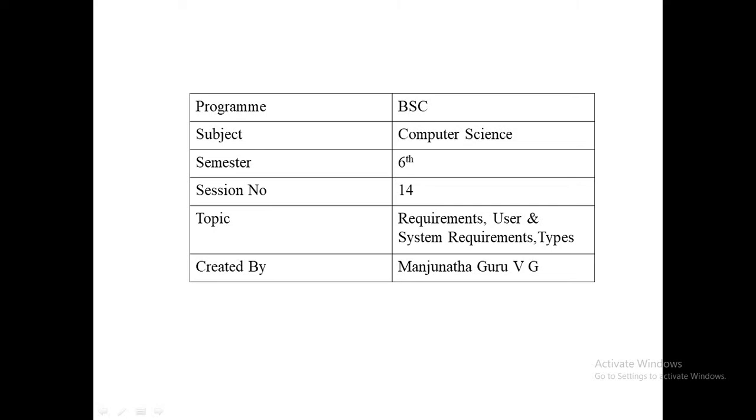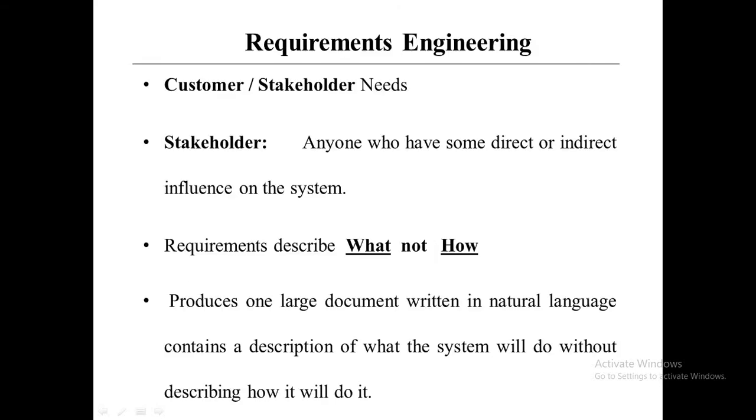Dear students, in this video we are going to discuss the requirements: what is a requirement, and the types of requirements, user requirements and system requirements. So first, let us discuss what exactly a requirement is. A requirement means user needs. User means one who uses the system. User can also be referred to as customer, or stakeholders.